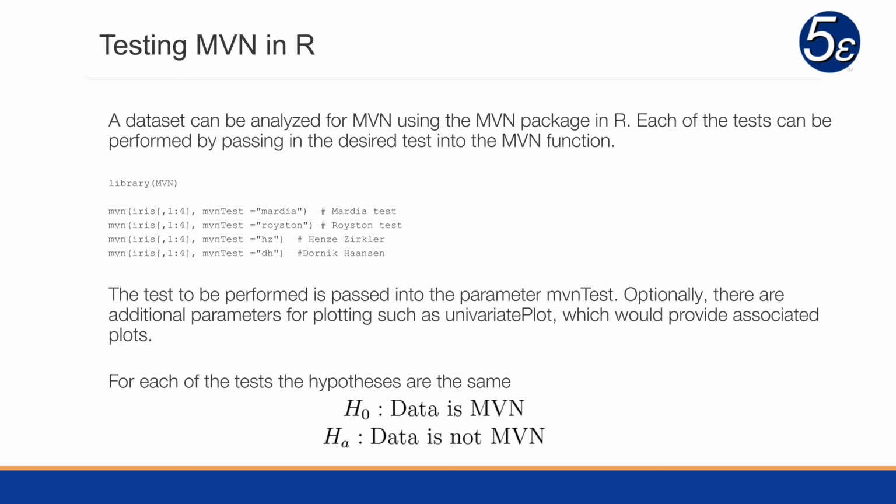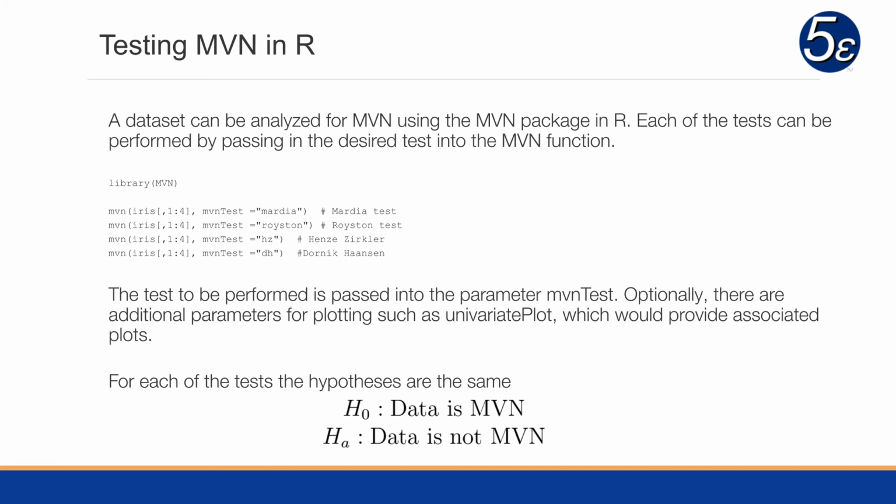A dataset can be analyzed for multivariate normal distribution using the MVN package in R, so make sure that you have that downloaded. Each of the tests can be performed by passing the desired test into the MVN function. So here we have our example. We load our library, MVN, and we'll call the mvn function, notice it's in lowercase, against the iris dataset with the first 4 columns. We can't pass in the other column because it's categorical.